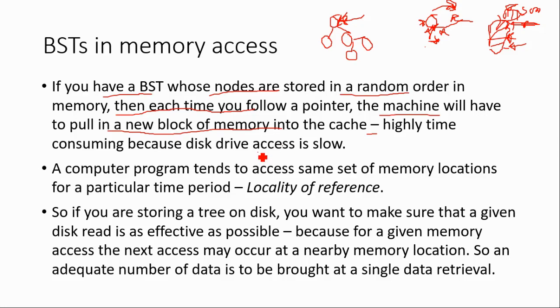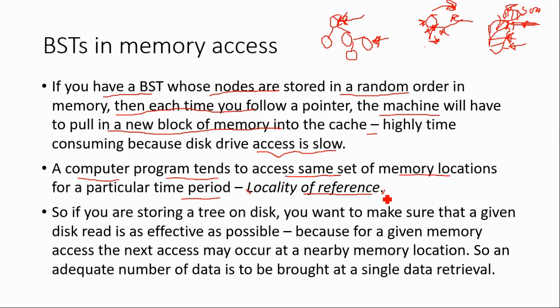So we need some faster ways, and as we have seen, cache memory is one way to reduce access time. That is why we also need some optimization in the way we store data. So BSTs are not that useful, and along with that there is another reason. The second point is that a computer program tends to access the same set of memory locations for a particular time period, called locality of reference. This point is important in terms of memory access.